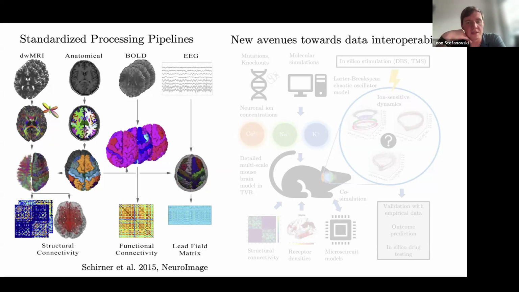But there are also new ones, for example, also of the Human Connectome Project, and usually they are also highly standardized, and we have reproducible pipelines so that this is also doable without losing too much time.